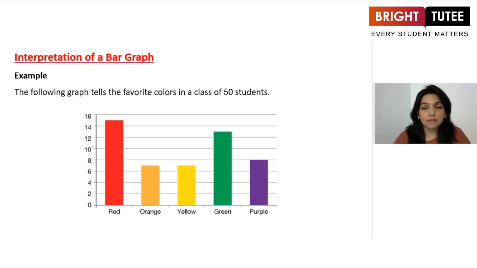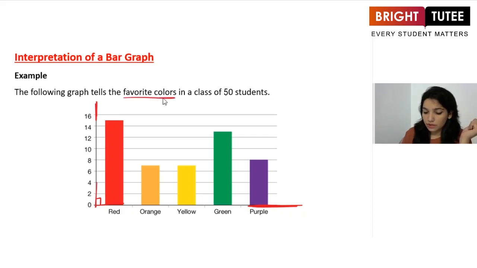So let us read this example. It says the following graph tells the favorite color in a class of 50 students. Okay, so now let us understand how we read this particular bar graph. What you see in front of you is X and Y, these two lines that are perpendicular to each other. This particular vertical line and this particular horizontal line that you see. Okay, these two lines intersect here at a right angle to each other. Okay, first thing. Now, what are we representing? We are representing favorite color.